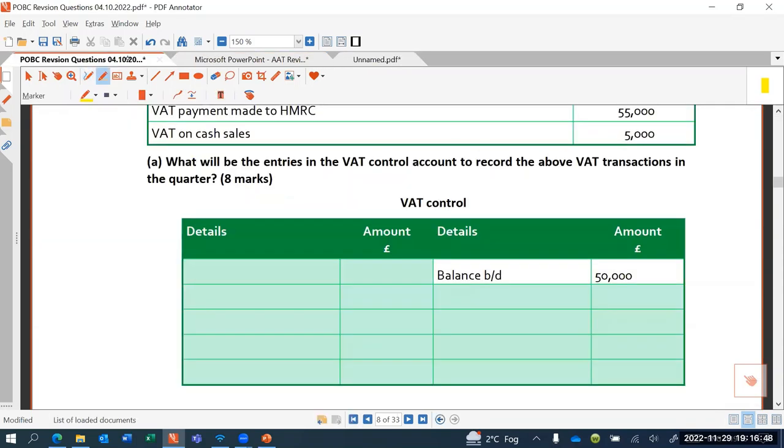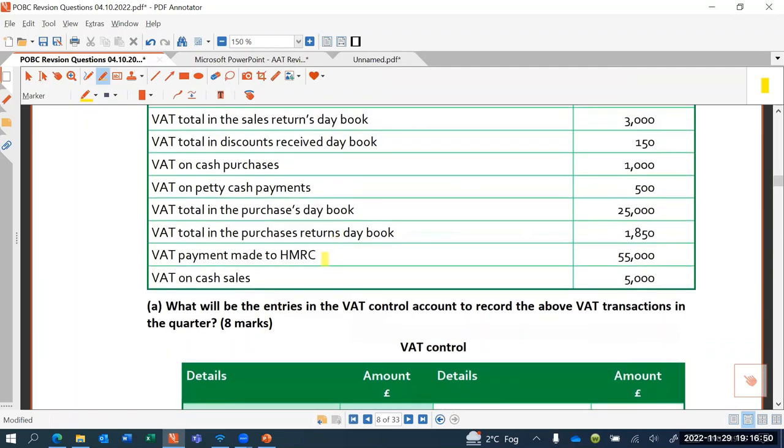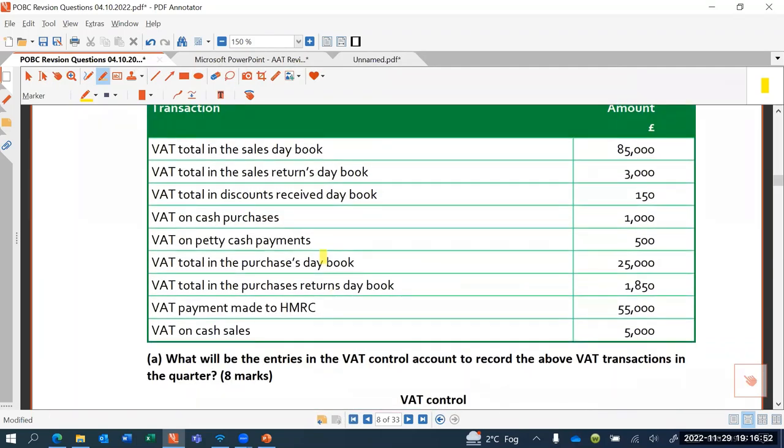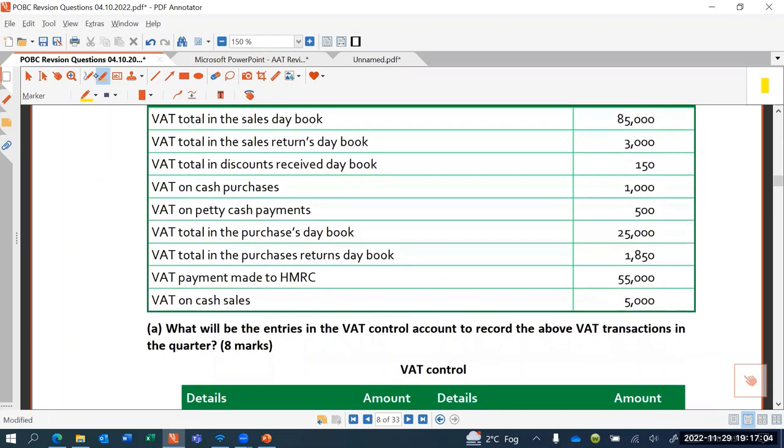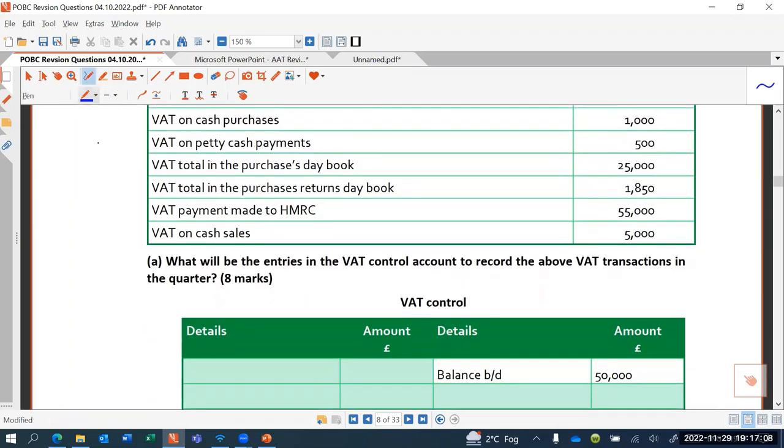So bearing that in mind, we're now going to have a look at these various transactions and get them into our control account. So the first one is the VAT total in the sales day book. Well, we did revise that one, didn't we? It's a very common one to be tested. And we said, well, if you made a sale, you owe more VAT. So it's got to go over there on the credit side.